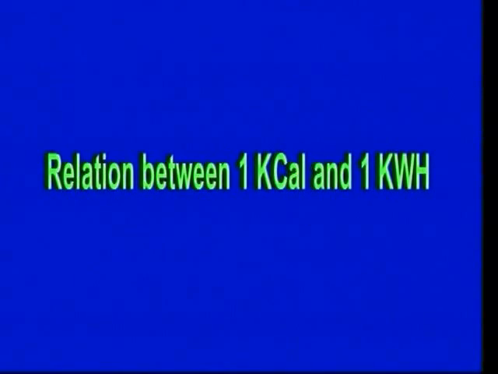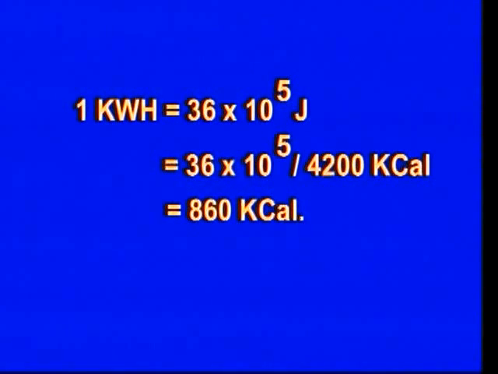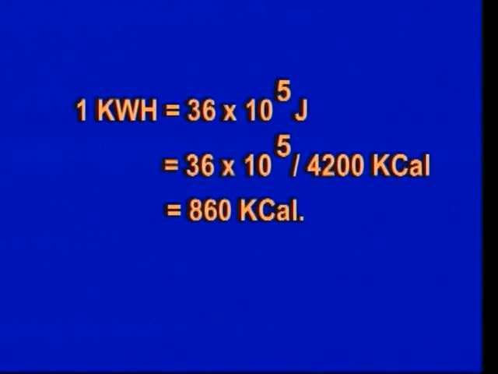Let us find relation between kilocalories and 1 kilowatt hour. Earlier we have seen that 1 kilowatt hour is equal to 36 into 10 power 5 joules. Convert this as kilocalories. So to convert into kilocalories, we are dividing with 4200. So this will become 36 into 10 power 5 by 4200. That means this is equal to 860 kilocalories. So 1 kilowatt hour is equal to 860 kilocalories. That means 1 unit of electrical energy will give a heat energy of 860 kilocalories.